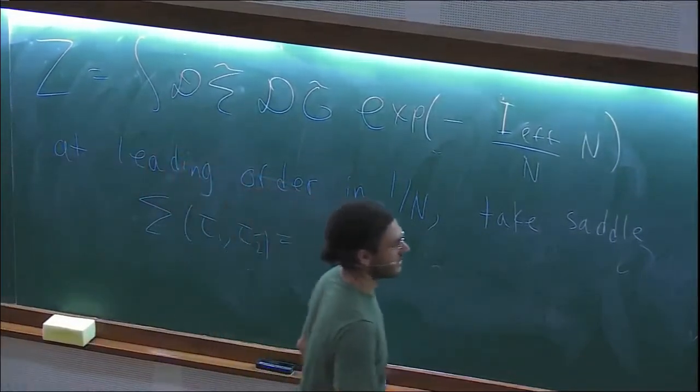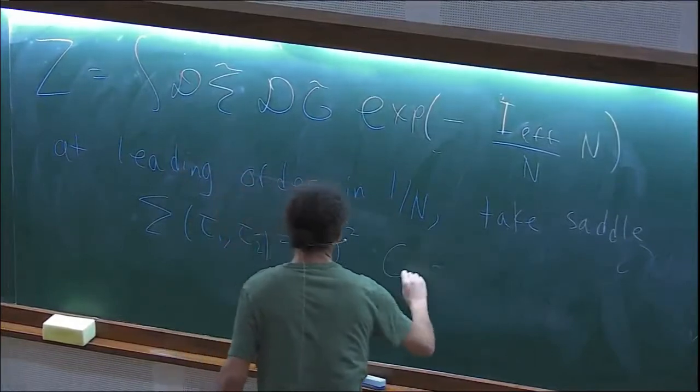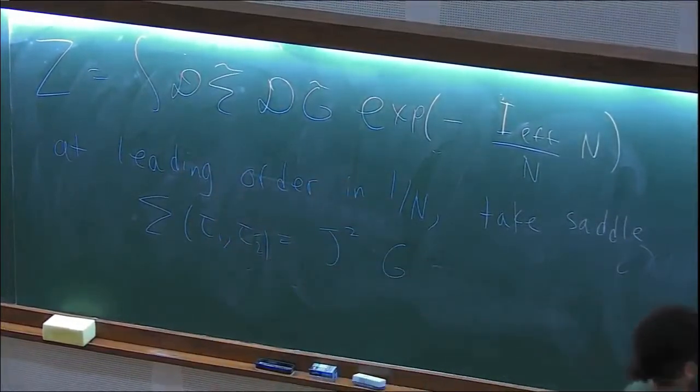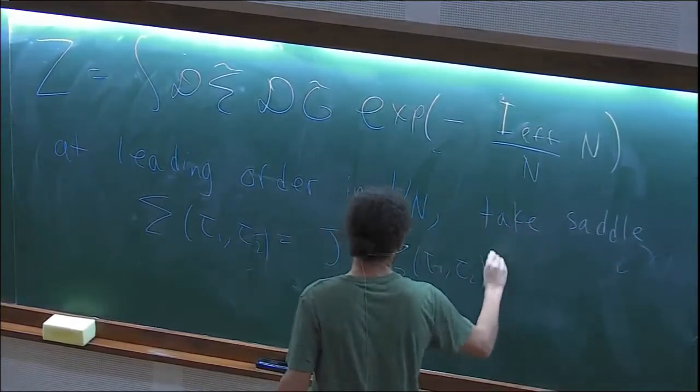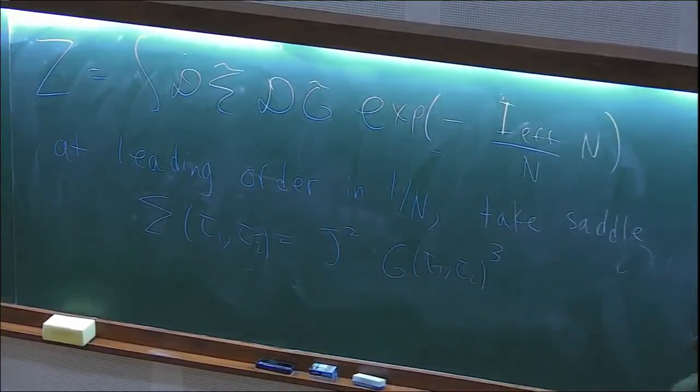So the first equation I get is... I divided by N, yeah. So when I take the saddle, if I vary this with respect to g, g occurs here and here. So varying this, I just get sigma. And varying this, I get j squared g cubed. So that's this equation.